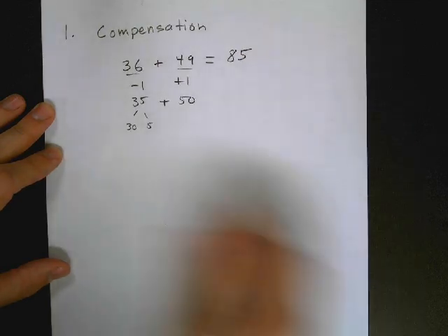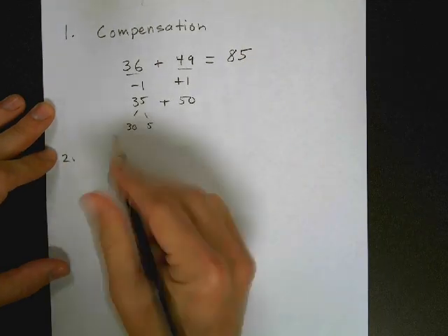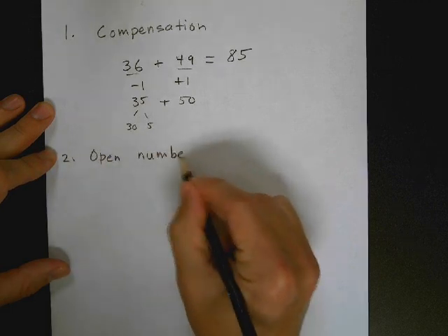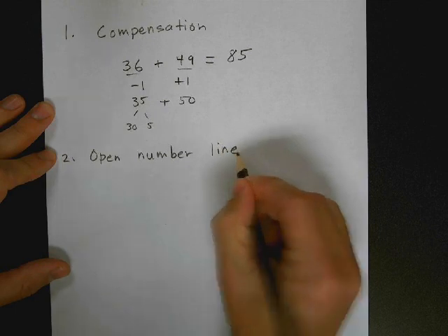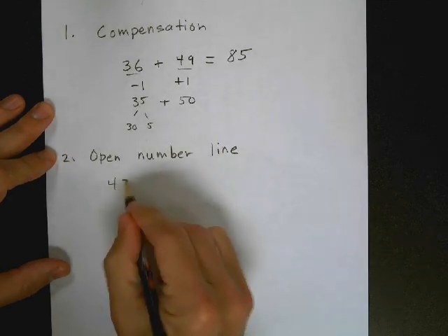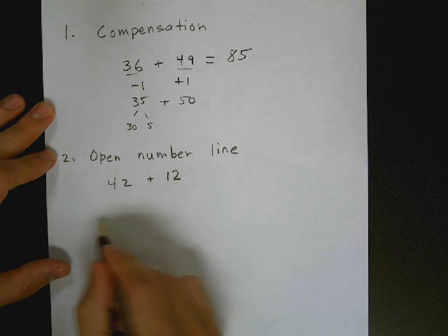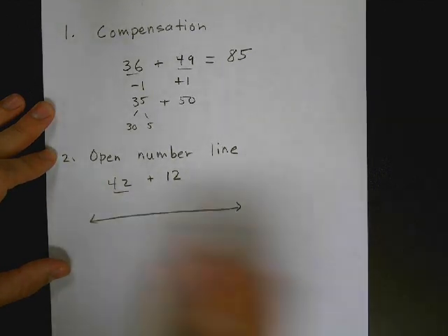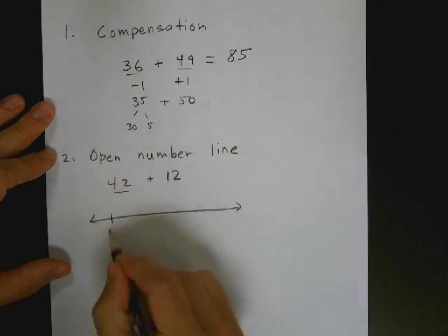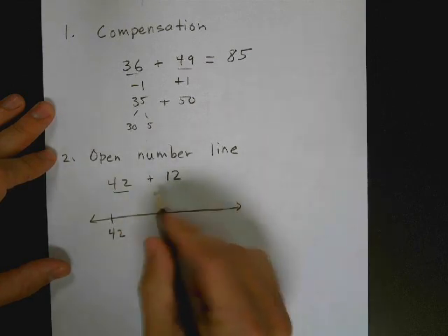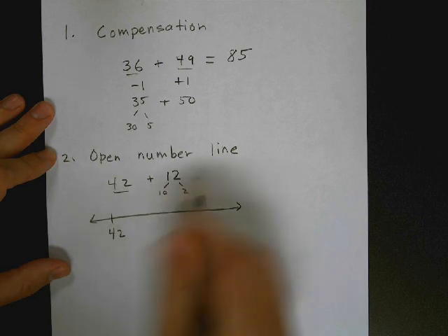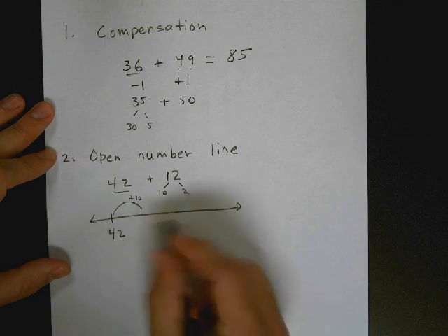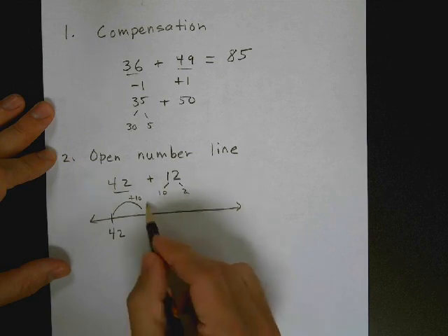That's 1. 2. Open number line. Say it's 42 plus 12. Draw that open number line. Start on the bigger of the two. Well, in this case, it's 42. And break this apart to 10 and 2. Plus 10. Write that plus 10 there. You don't have to have the 10 and 2 broken apart here, but that's what they're thinking.